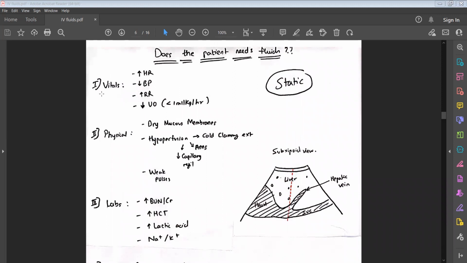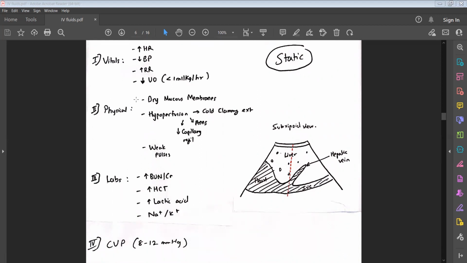You can look at the patient's vitals, that is, if the patient is tachycardic, along with patient being hypotensive, the patient can have a high respiratory rate to blow off more CO2, the patient can have a low urine output. All these things in the vital signs give you an idea that the patient is possibly hypovolemic. On the physical exam, never forget to look at the patient's mucous membranes. Whenever you examine a patient, ask them to stick out their tongue, and usually dry mucous membranes give you a good idea if the patient is hypovolemic or not.